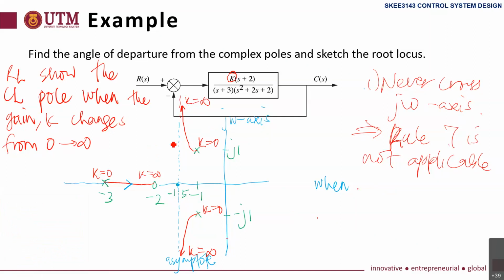This is where the pole is. At any one time, there must be 3 closed loop poles. Always. So at K0, these are the poles, here, here, and here. When K1 increases, maybe here, maybe here. Sorry, it starts from here. When K2 increases, maybe here, here, and here. So it shows the closed loop poles.